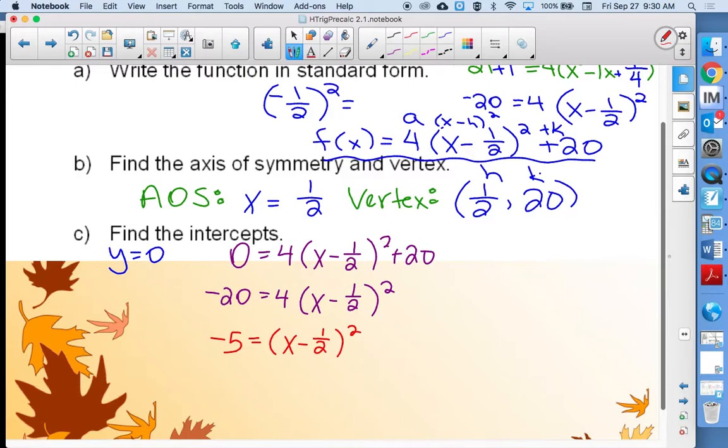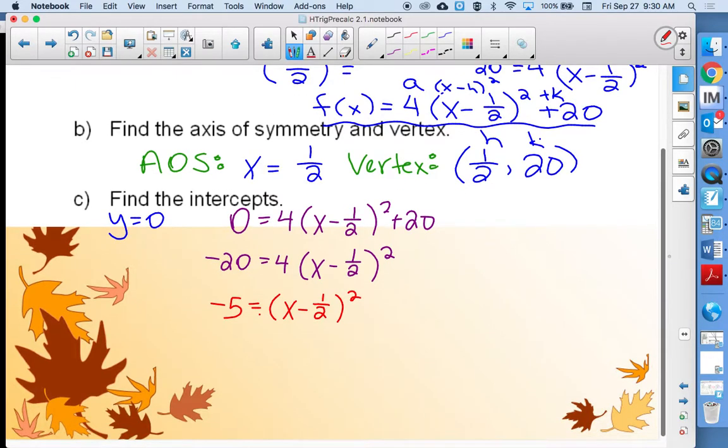And then, Reese, you would take the square root. What happens? Emily, do you know what happens with the square root of negative 5? You can't take the square root of negative 5. What does that mean about your x-intercepts? There aren't any. You can't take the square root of a negative number. It doesn't exist. So that means that the x-intercepts do not exist.